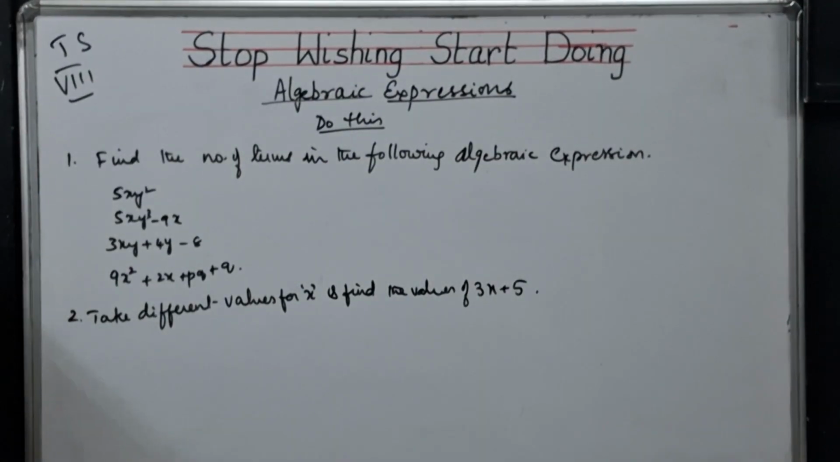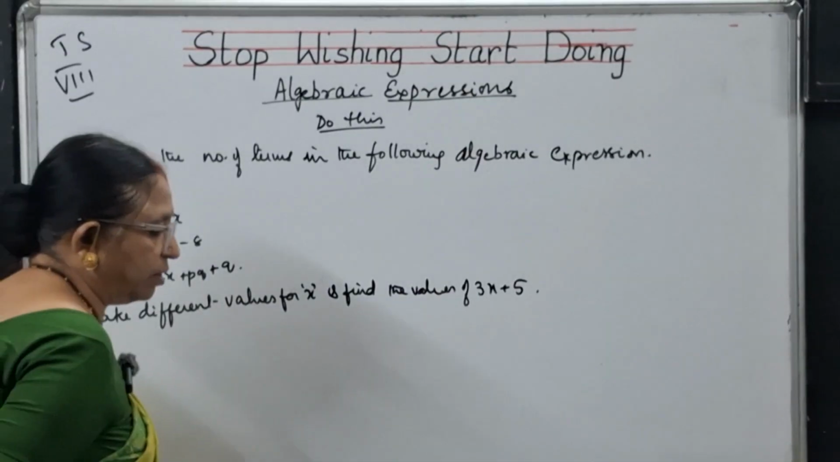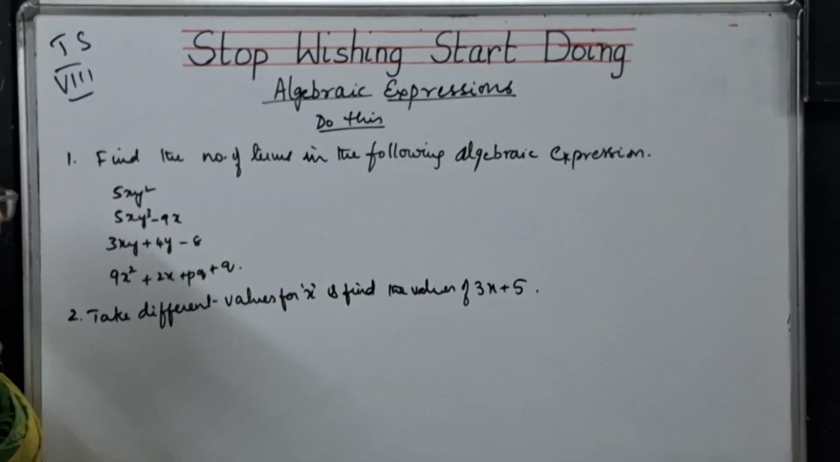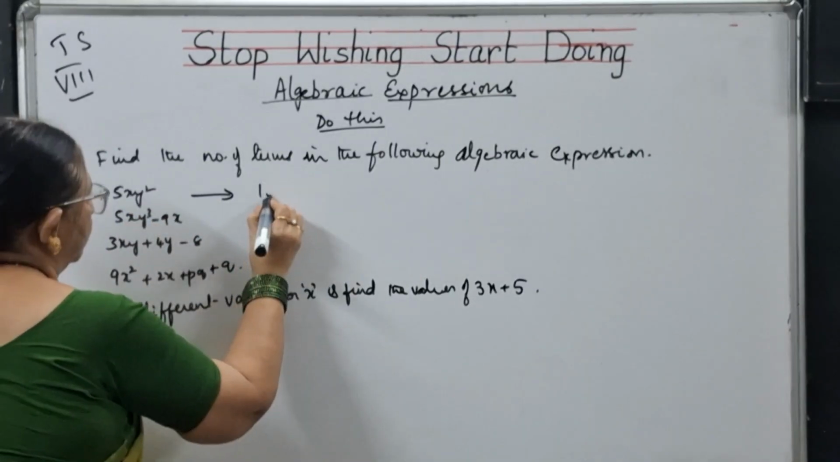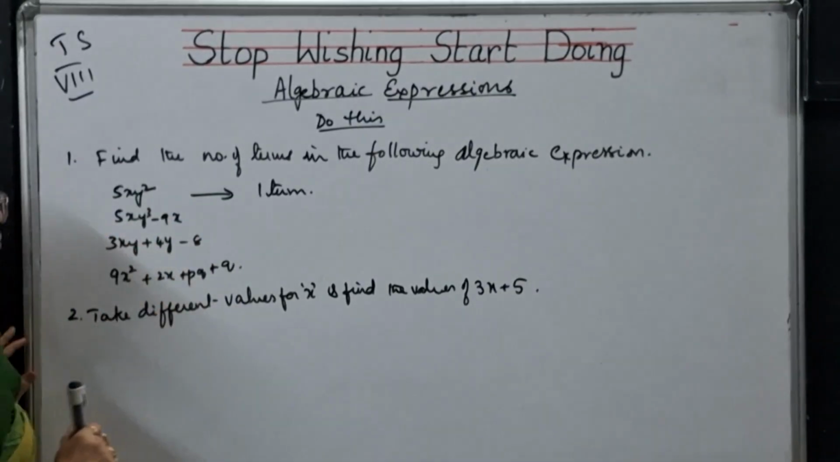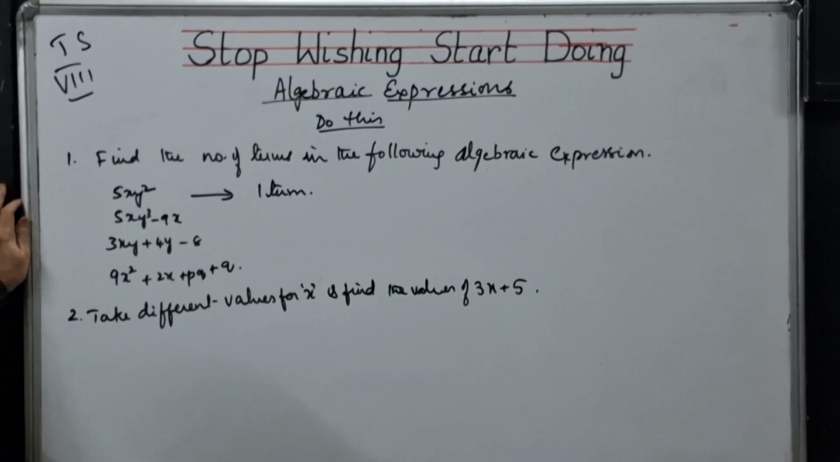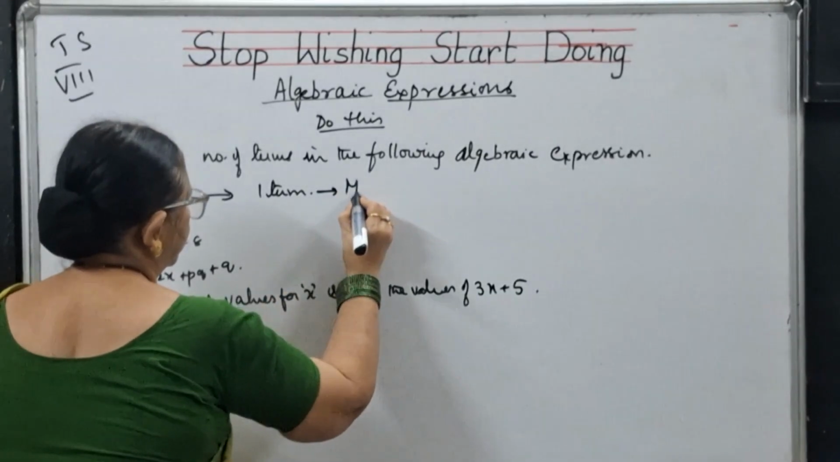Do these sums, children. Find the number of terms in the following algebraic expressions. They have given these values. These are 1, 2, 3, 4 bits I have written. So we need to find out the number of terms present in each of the given algebraic expressions. So you see this is only one term, because even though it has got x and y square, you know about this. Y square means y should be multiplied 2 times. So whatever it is, because there is no plus or minus sign between any of these values, it is one term. It is a monomial. One term means we call it as a monomial.